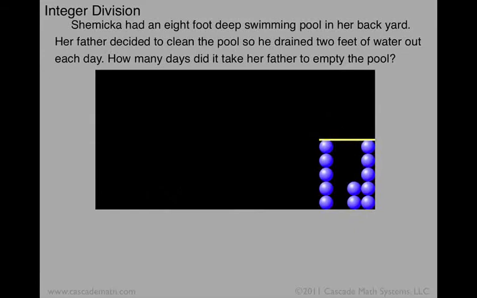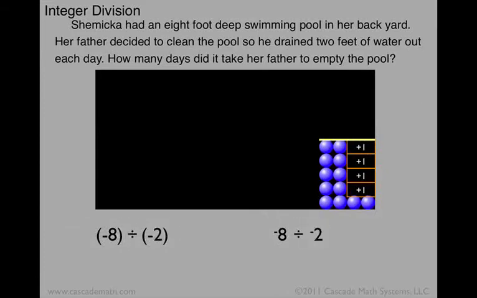This is how I solved the problem. Let's see how many groups of -2 we can make out of -8. 1 group of -2, 2 groups of -2, 3 groups of -2, 4 groups of -2. -8 divided by -2 equals +4. Shamika's father emptied the pool in 4 days.